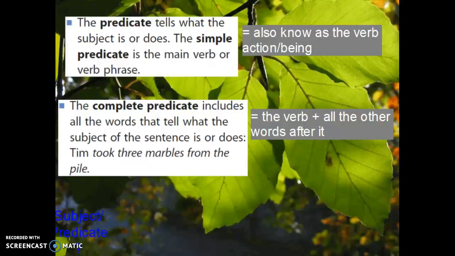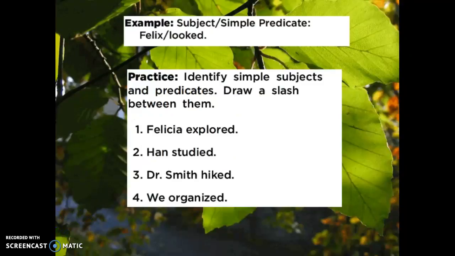Okay? Today we're going to focus in on subjects. I'm going to look at some examples here and highlight the subjects for you. It says identify the simple subjects. We're just doing the subjects. So, Felicia explored. What is the noun, the person, place, or thing that this sentence is about? It would be Felicia. And Felicia explored. Han studied, a person. Dr. Smith, also another person. We organized is our main subject.